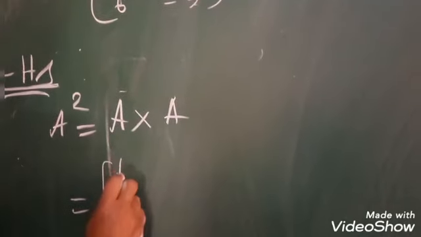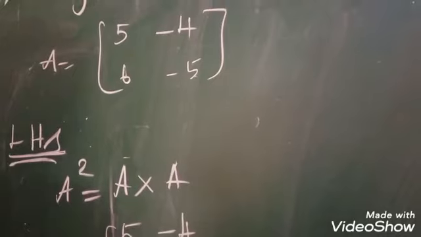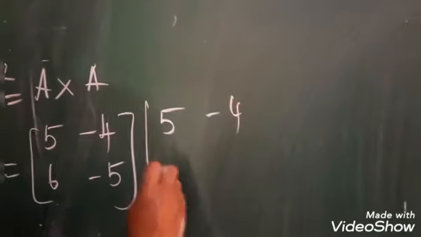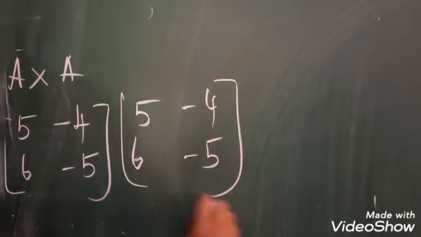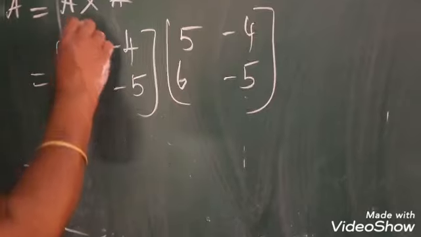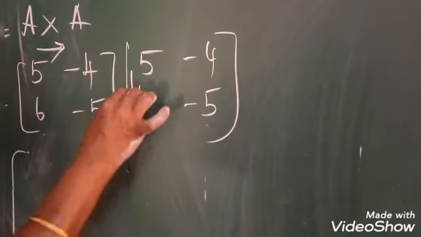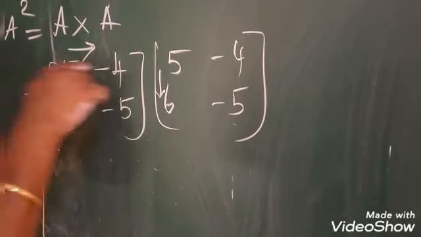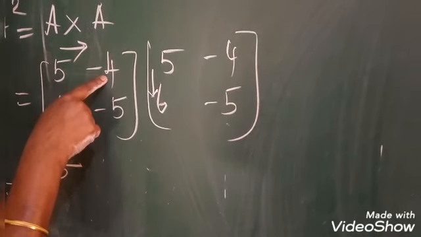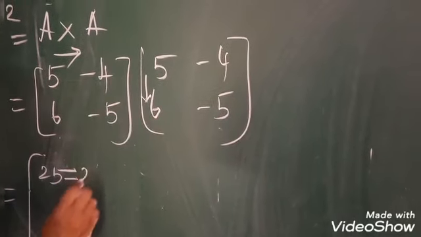First we write the A matrix, then again you have to write the A matrix. Afterwards you have to multiply. Don't take the square of the elements. Okay girls, the first row, first column, because matrix multiplication is totally different. First row, first column: 5 into 5, yes, and then minus 4 into 6, yes, minus 24.